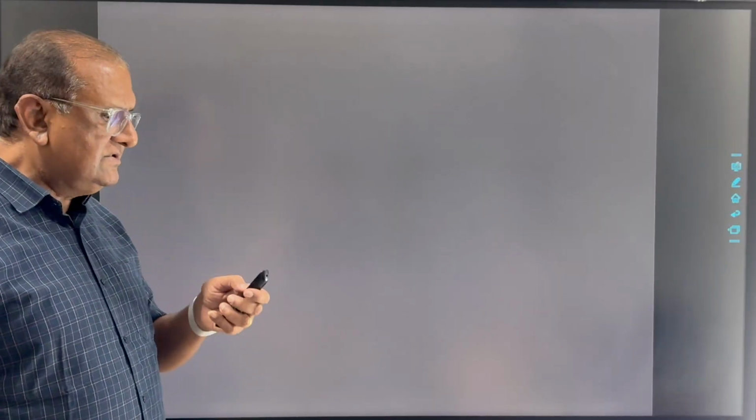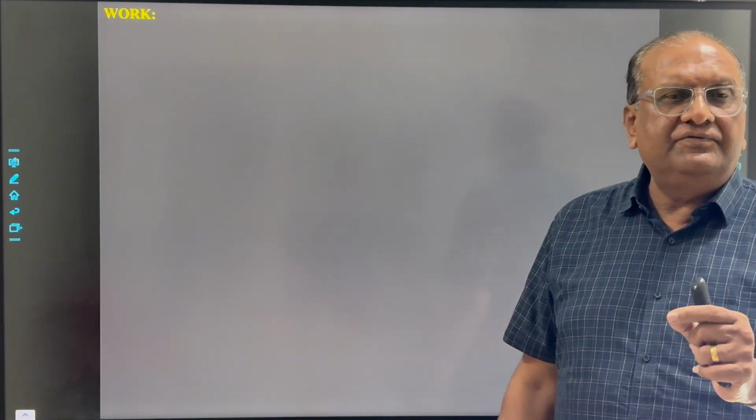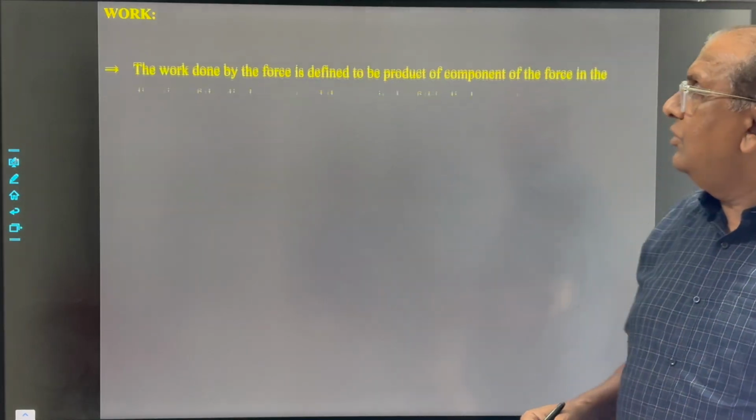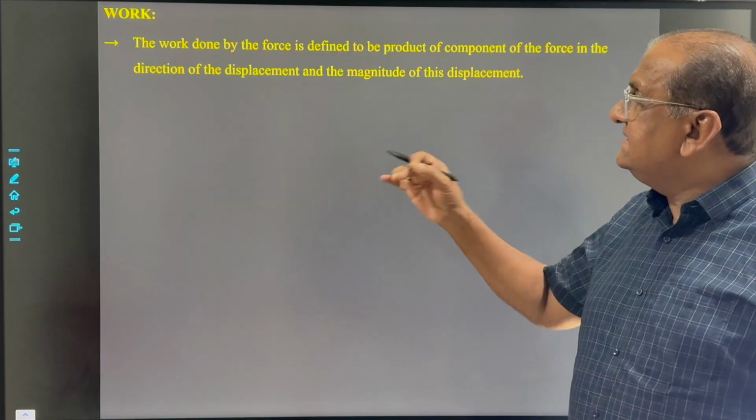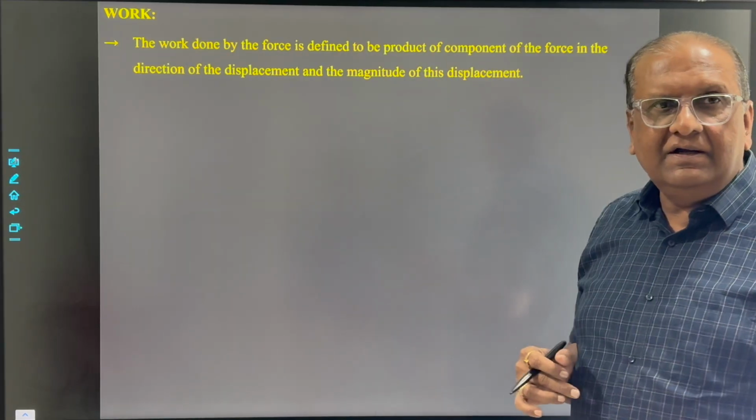Now dear students, next topic, that is work. Work is a physical quantity which is defined as the product of the component of force in the direction of displacement and the magnitude of displacement, right? So this is the definition of work done.